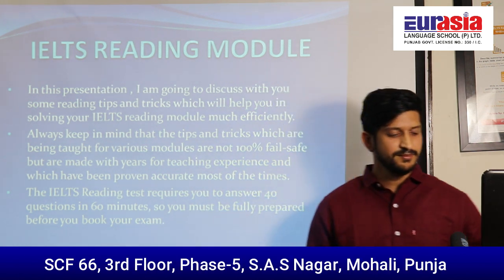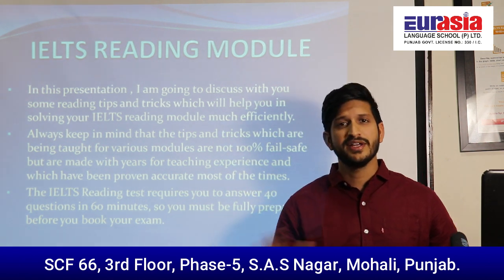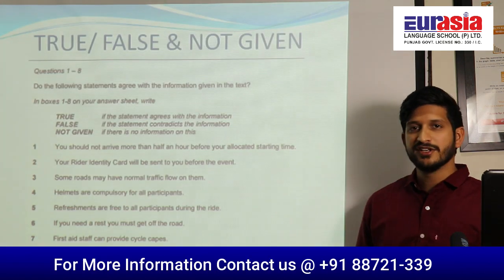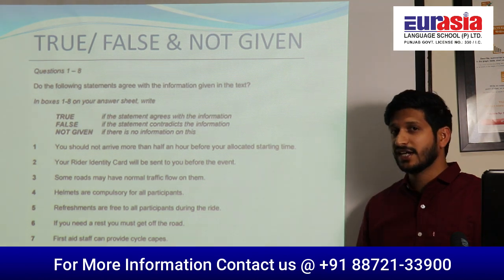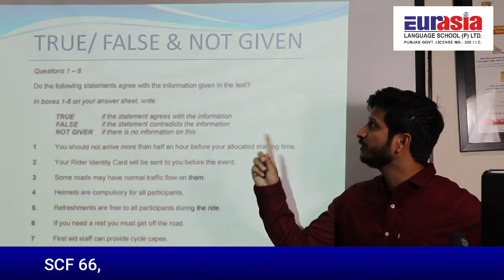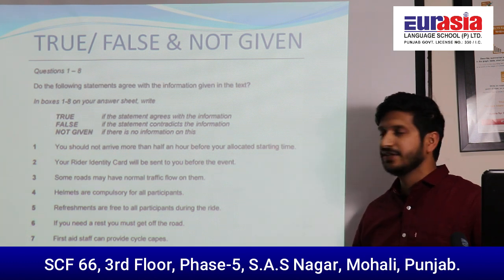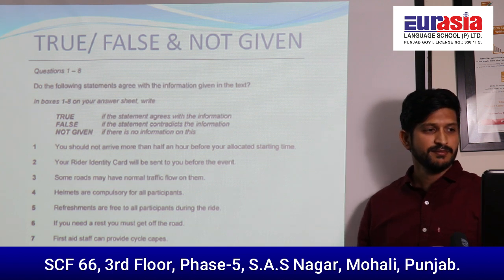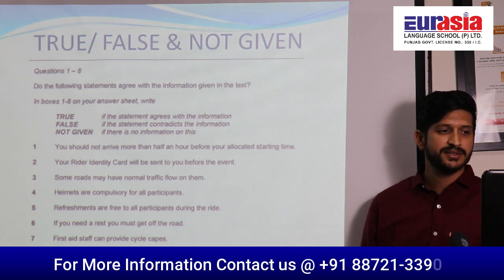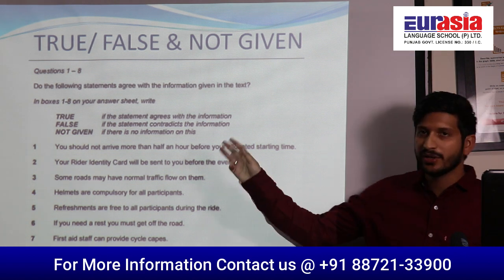Let's proceed. There are many different sections in the IELTS reading module, so I'm going to discuss with you various sections and various types of questions. So let's start with that. The first type of questions, which is faced by many students and they feel it is very difficult, is true, false and not given. This is a sample question for you, how you are going to see it in your question papers. They say: do the following statements agree with the information given in the text? In boxes 1 to 8 on your answer sheet, write true, false or not given. So this is how you are going to get it.